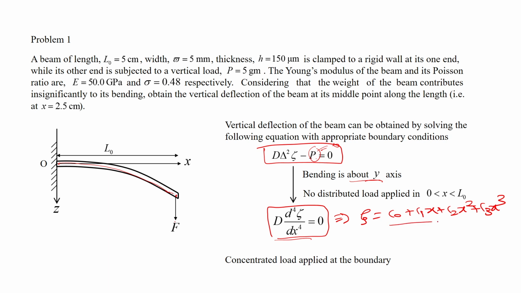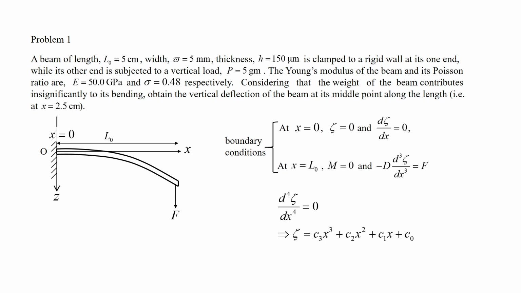So, we need to estimate C0, C1, C2 and C3, and that is what we will do by using the boundary conditions which I have already described to you. So, at x is equal to 0, zeta is equal to 0, which means C0 will be equal to 0. And del zeta by del x is also equal to 0, so that means C1 also will be equal to 0 here. I am doing it a little fast. If you write del zeta by del x, then C1 will be there at x is equal to 0, so that is equal to 0. So, C0 and C1 are 0.